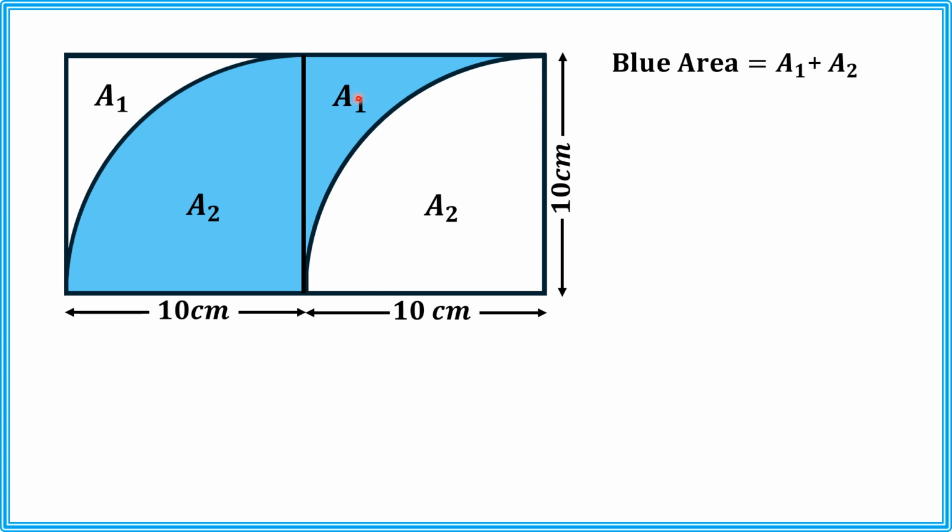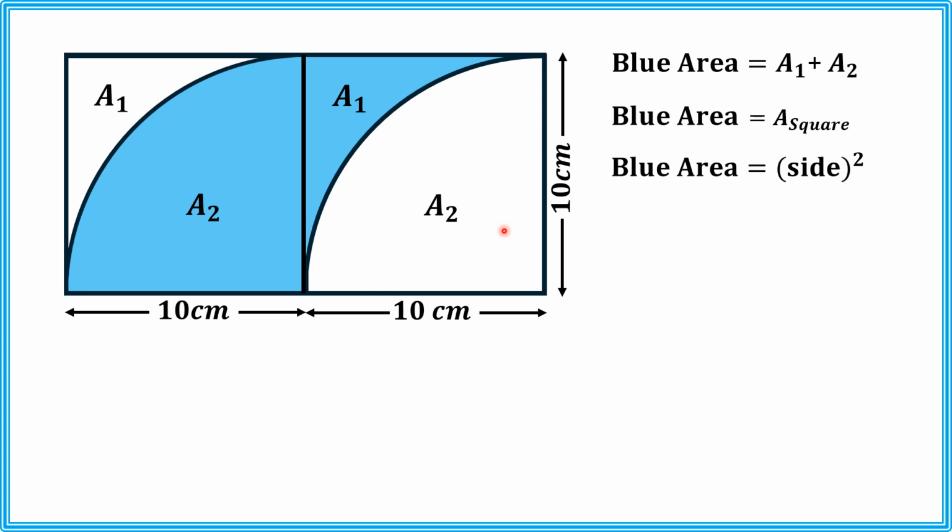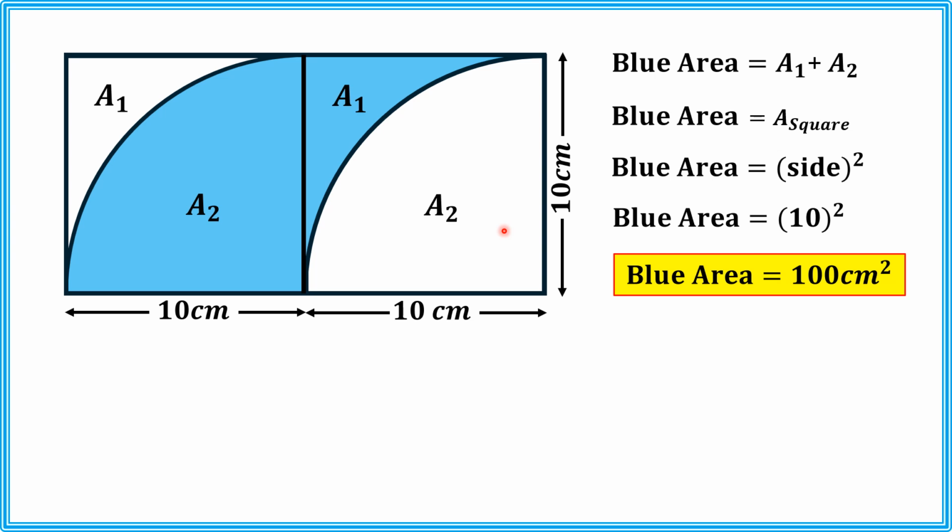Moreover, A1 plus A2 is also the area of a square having side length equal to 10 centimeters. So the blue area is equal to the area of the square having side length 10 centimeters. So the blue area is equal to side squared, that is 10 squared, and hence the blue shaded area is equal to 100 square centimeters. That is the answer.